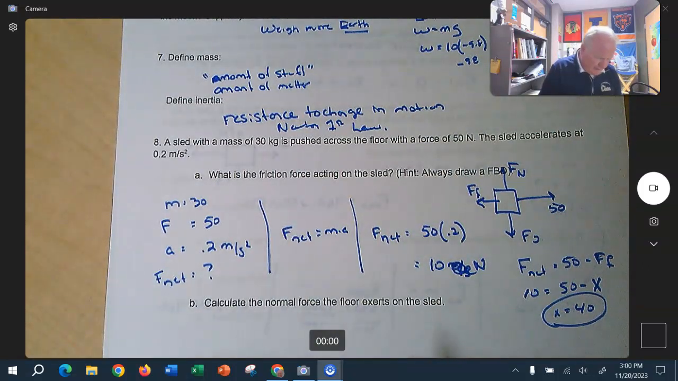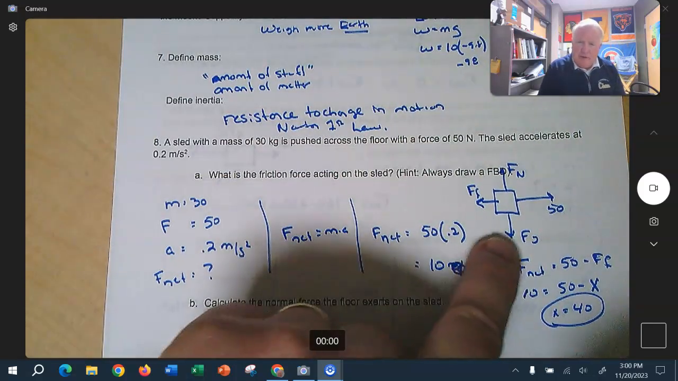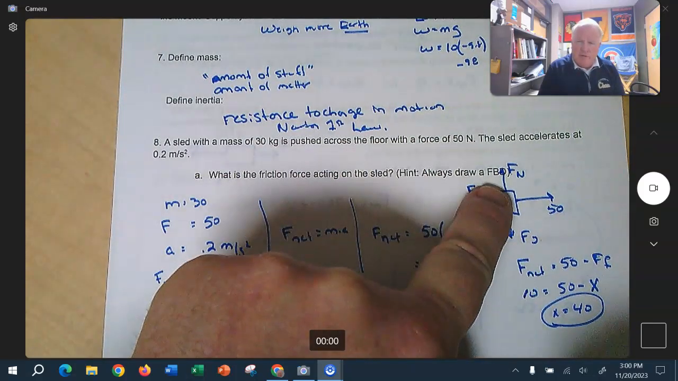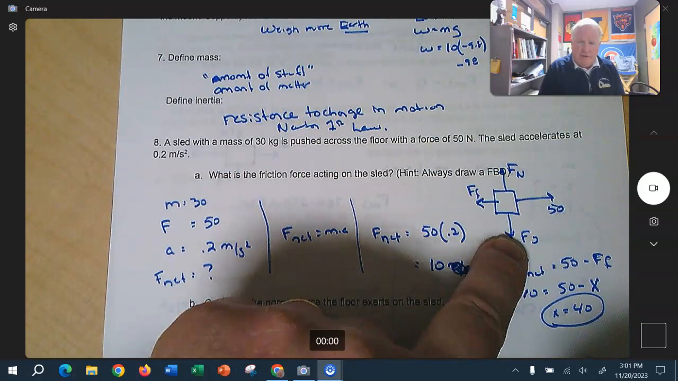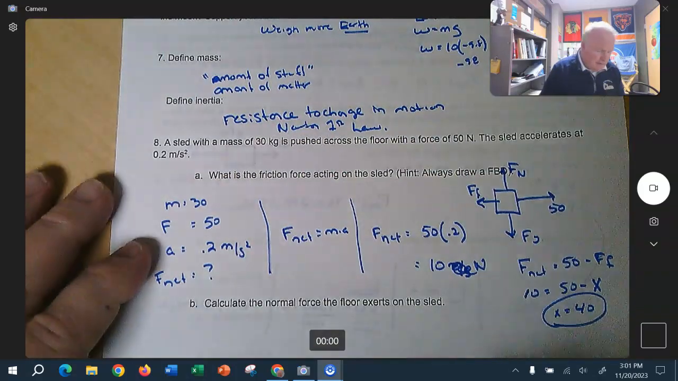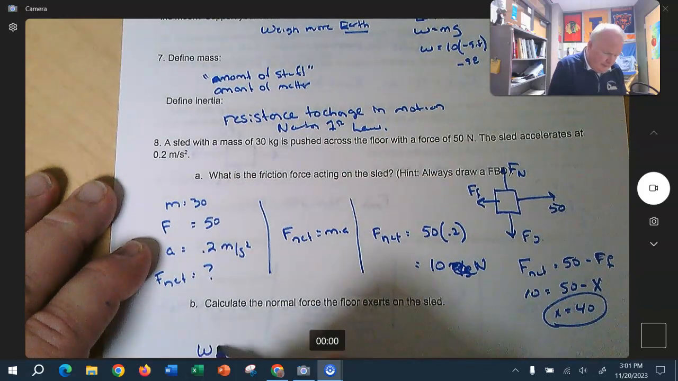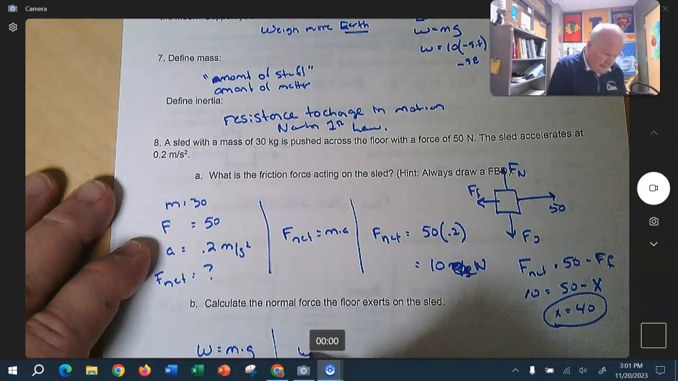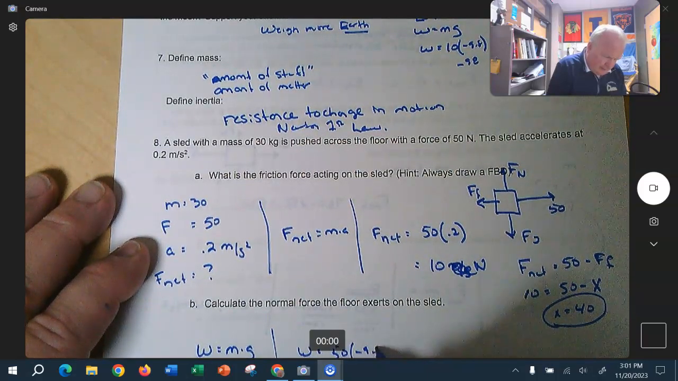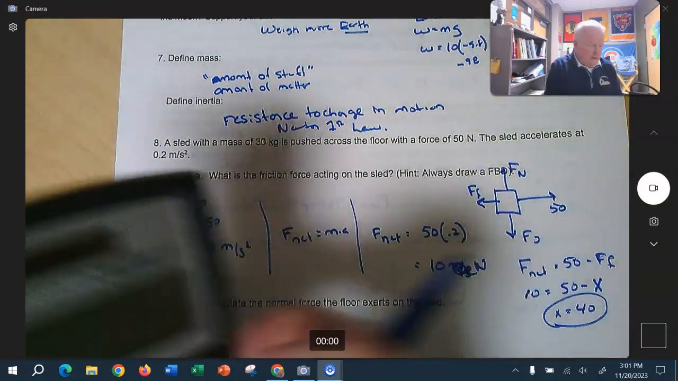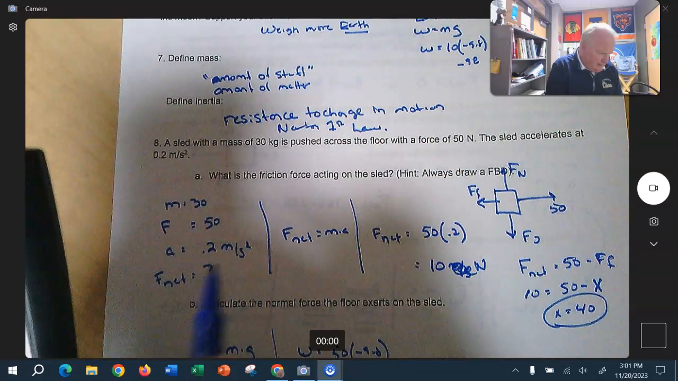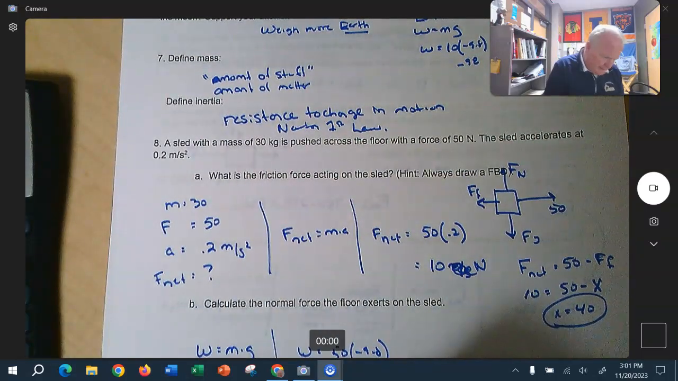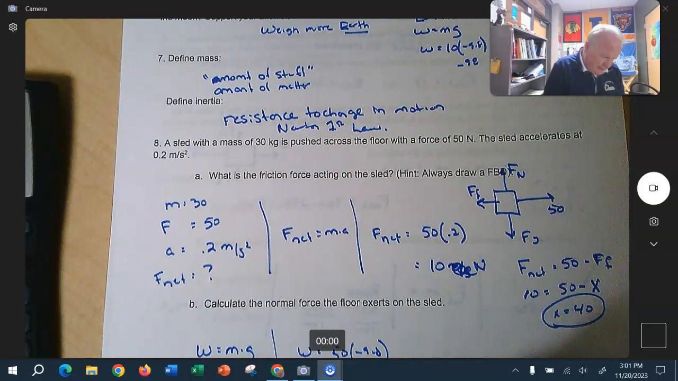All right, calculate the normal force the floor exerts on the sled. If we look at this, the force of gravity is down. Force normal is equal to that. All they're asking us to do is to find what the force of gravity is, because the normal force will be opposite that. What's the force of gravity? W equals mass times gravity, or W equals 50 times negative 9.8. Okay? Put that in our calculator. 50 times 9.8 is 490. So the normal force must be 490 up.